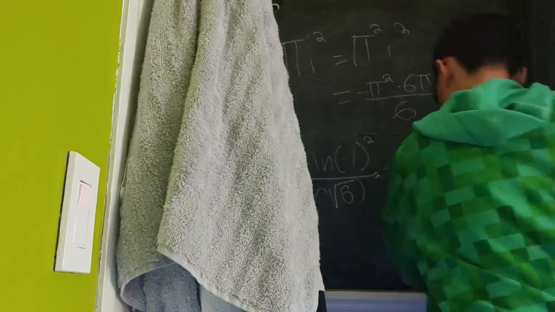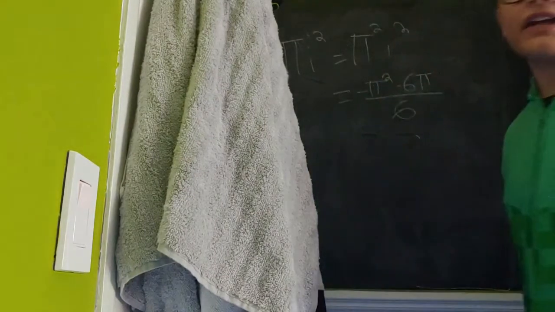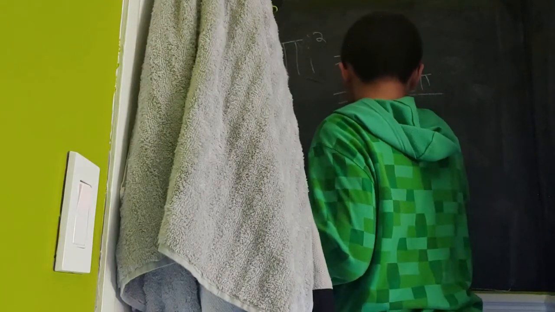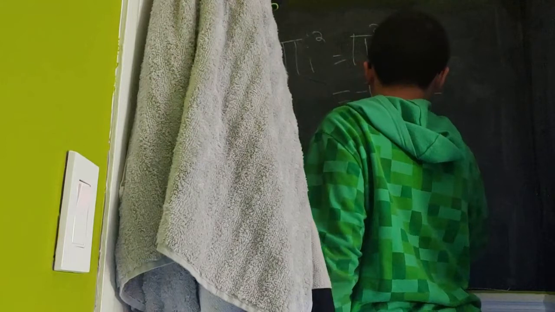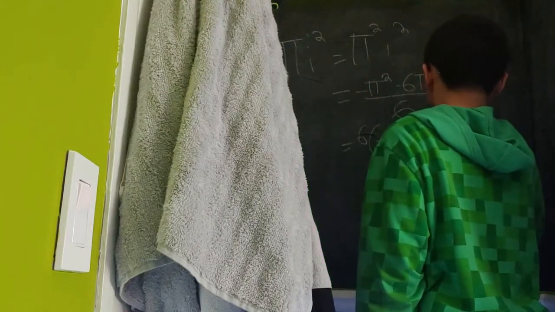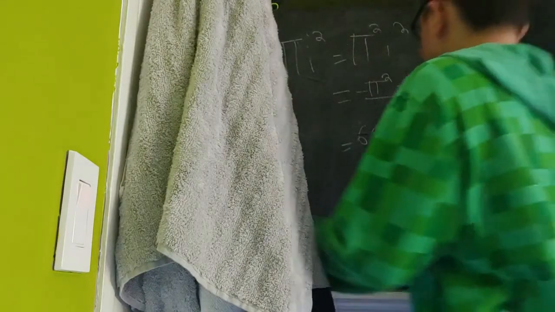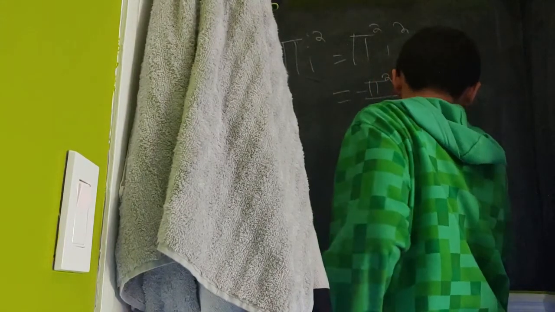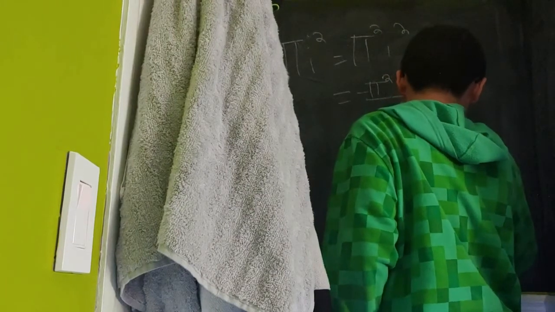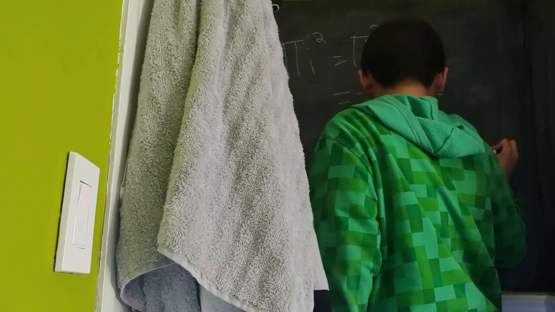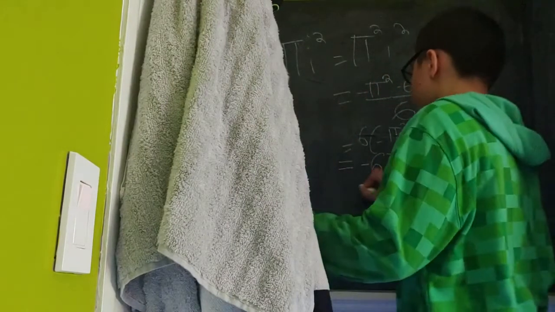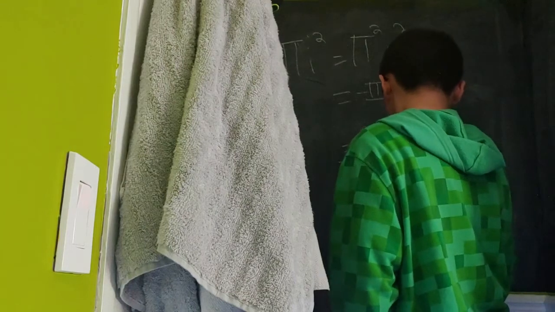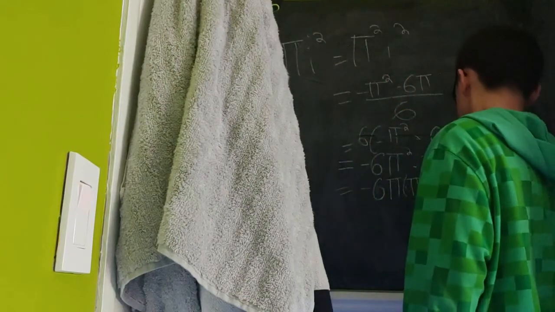How do we do that? Multiply both sides by, no, not both sides. Multiply this whole thing by 6. So we're going to have 6 times negative pi squared minus 6 pi. This is going to equal our thing. So now it equals negative 6 pi squared minus 36 pi. Can I simplify this further? Yes, I think I can. Negative 6 pi times pi, minus 36 pi.